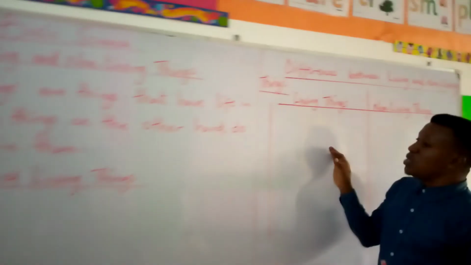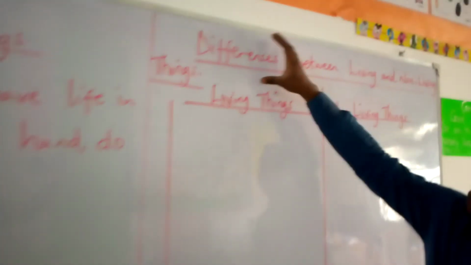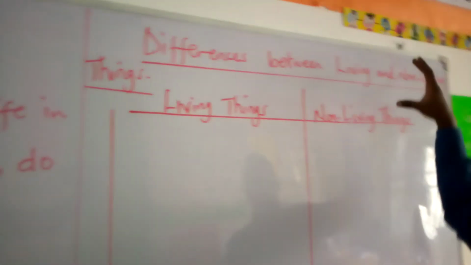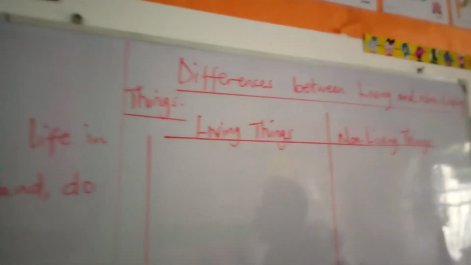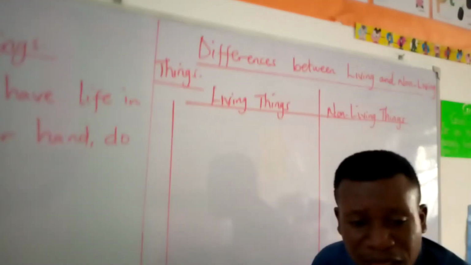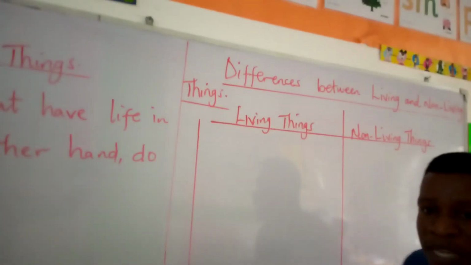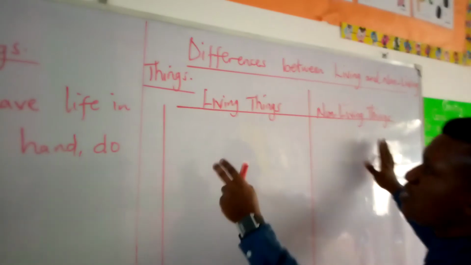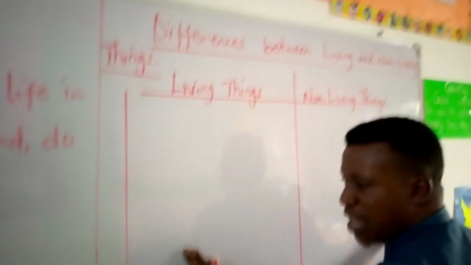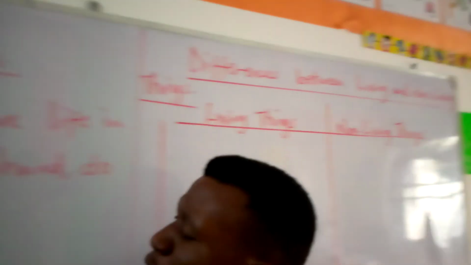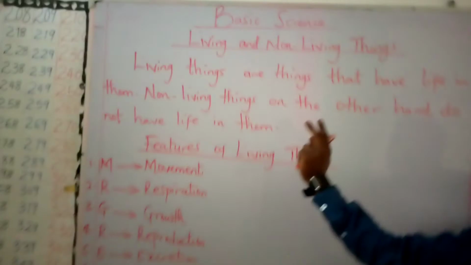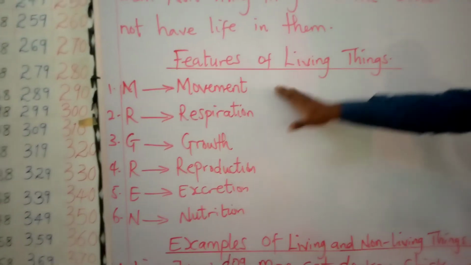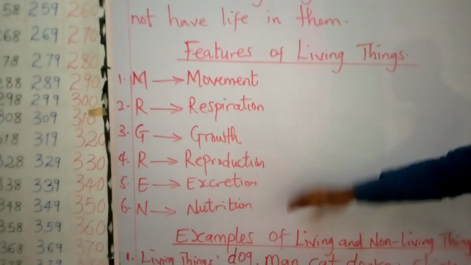Let's move over to differences. We want to talk about differences between living and non-living things. We are looking at what that thing is that a living thing has and a non-living thing does not have. Now, for you to get these differences very clearly, just go to the features of living things. All these features, non-living things cannot do them.